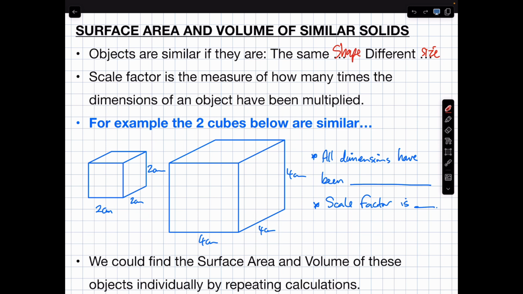If we look at these two cubes here, they're similar because they're both cubes. But what has happened to the dimensions here? The original one was 2 by 2 by 2. The second one is what? So all the dimensions have been times by what? So the scale factor is going to be 2. If you've never heard of the term scale factor, it means what you've multiplied the dimensions by.